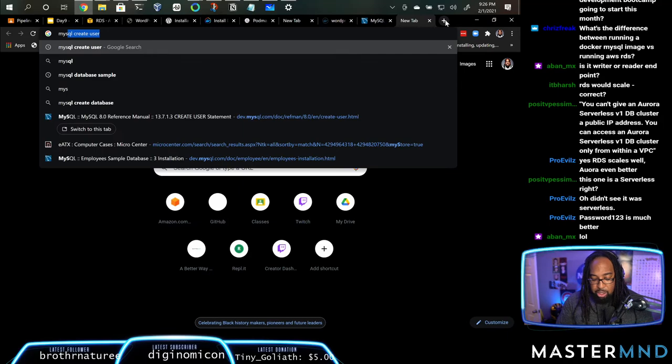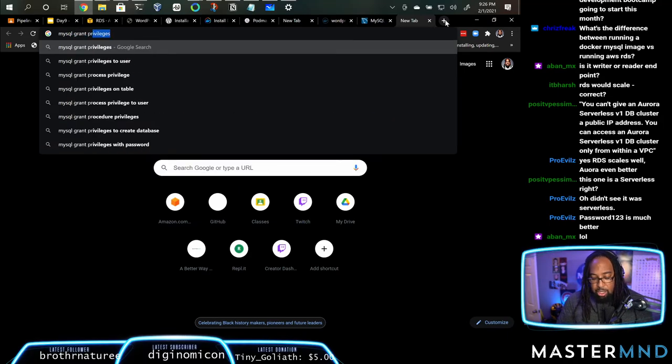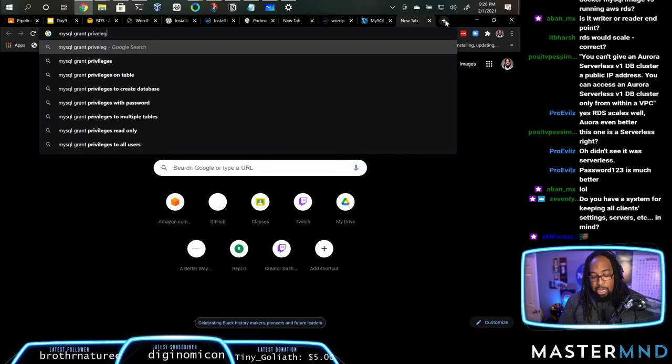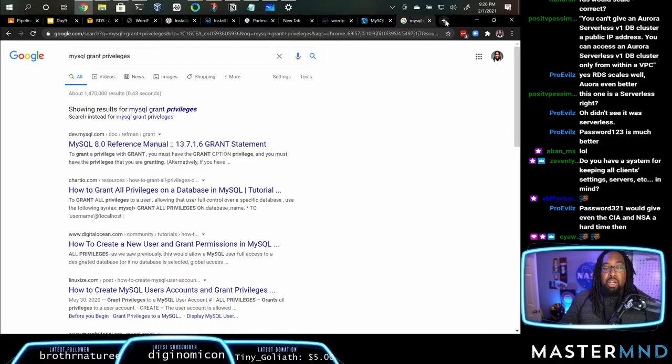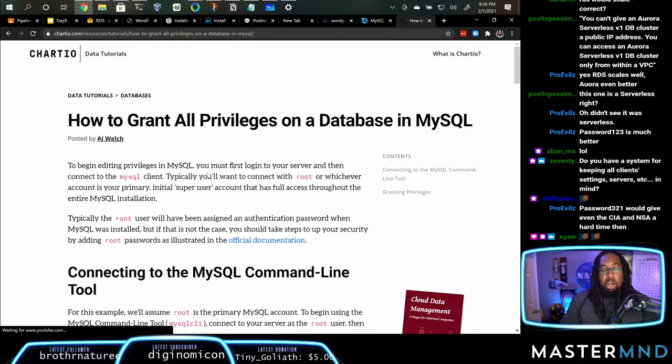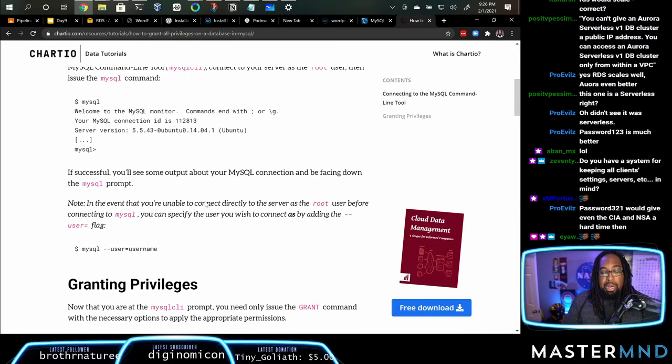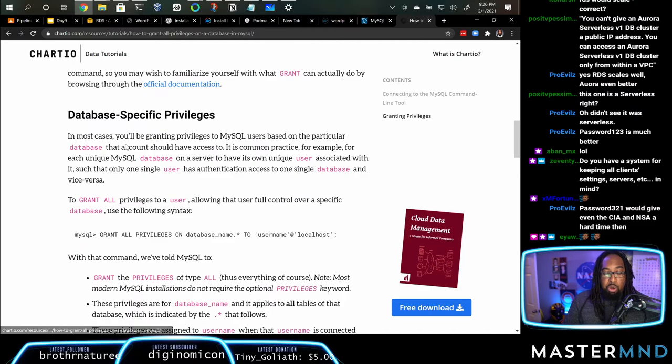MySQL grant privileges. See, this is why I tell people, you all are watching me Google things. I know what to do. I know exactly what needs to happen. I know how databases work. I understand all these things. I'm never going to memorize that. I don't work with relational databases enough to memorize the syntax for granting privileges. But I've seen it enough times, so when I see the command, I'll know that it's right.